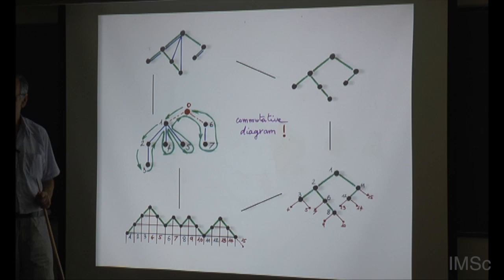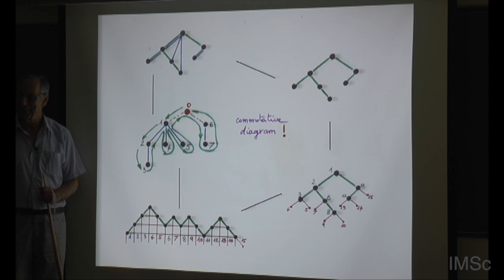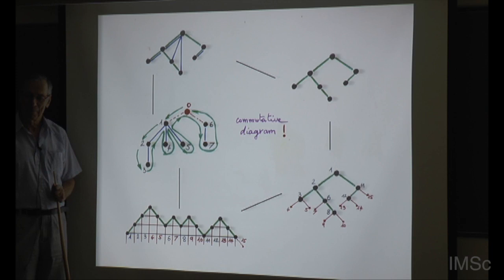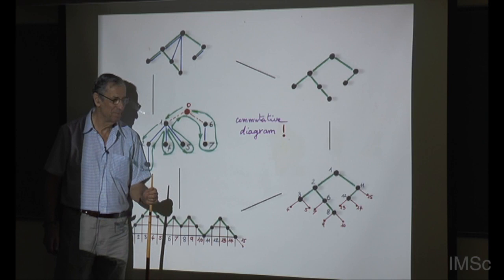I will not prove this, but it's a homework. Think about that. What does it mean that the diagram is commutative? You have to put in your mind all the bijections, a beautiful diagram.